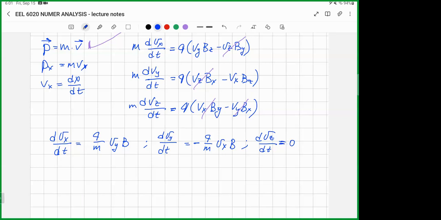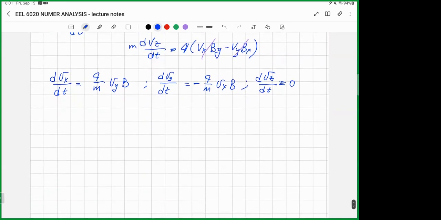is equal to zero. So let's solve the third one first, because it's the simplest one. So dvz over dt is equal to zero. What does it mean? It means that vz is a constant, right? Because when you take the derivative of a constant, you get zero. So vz is equal to constant.